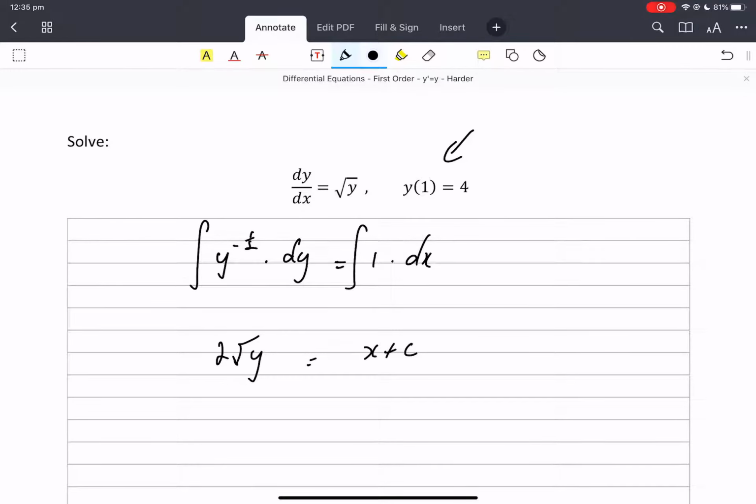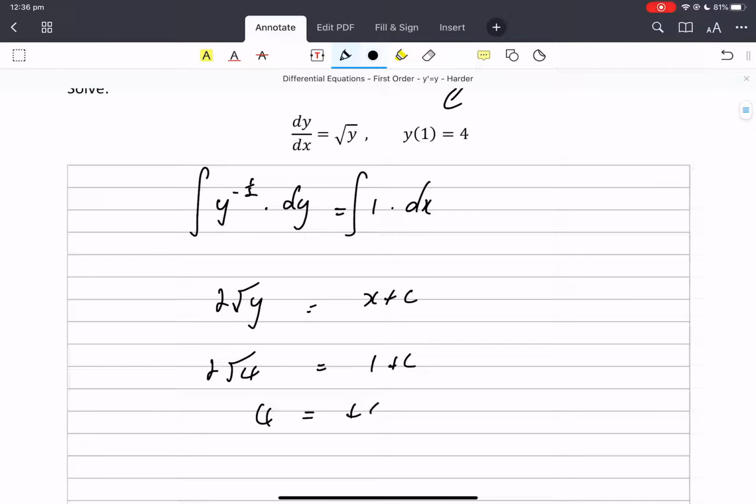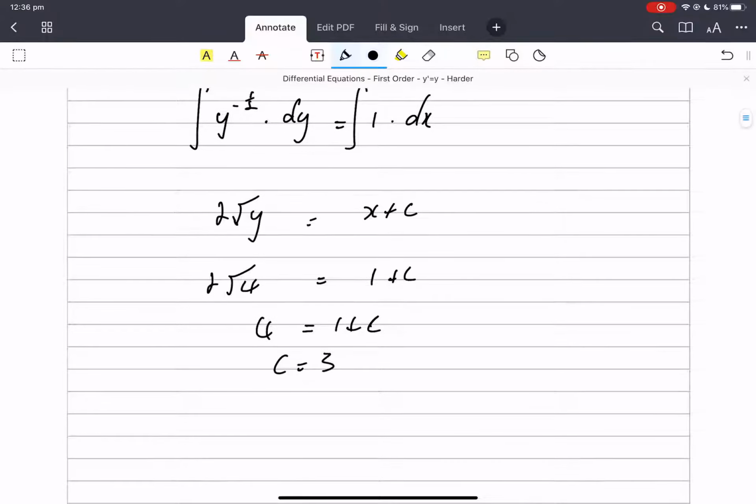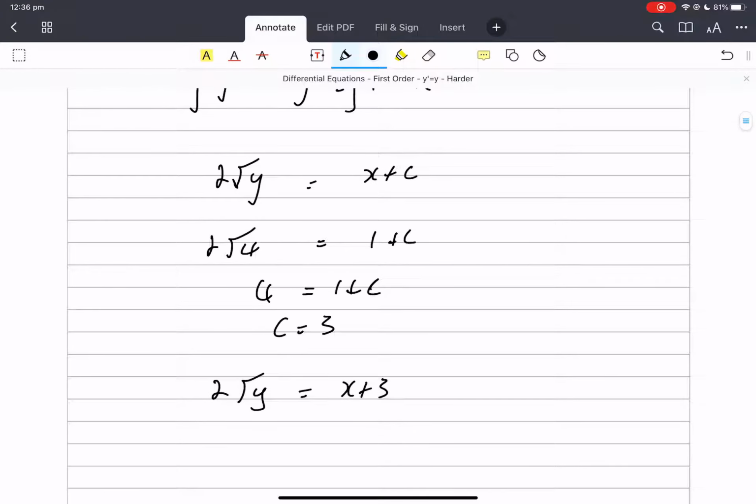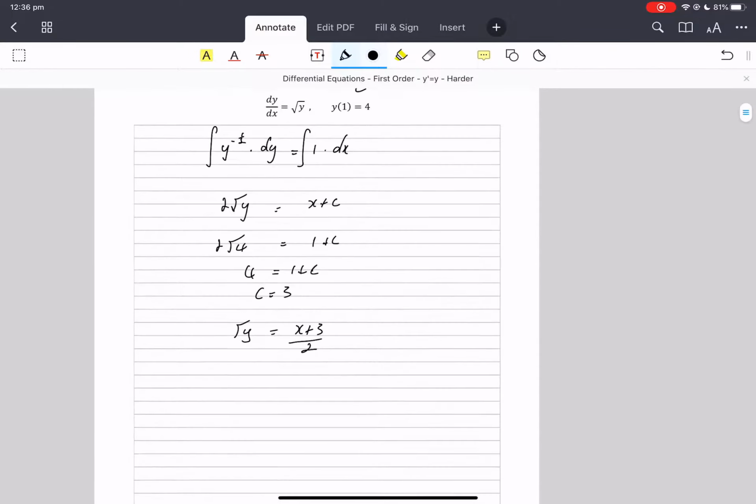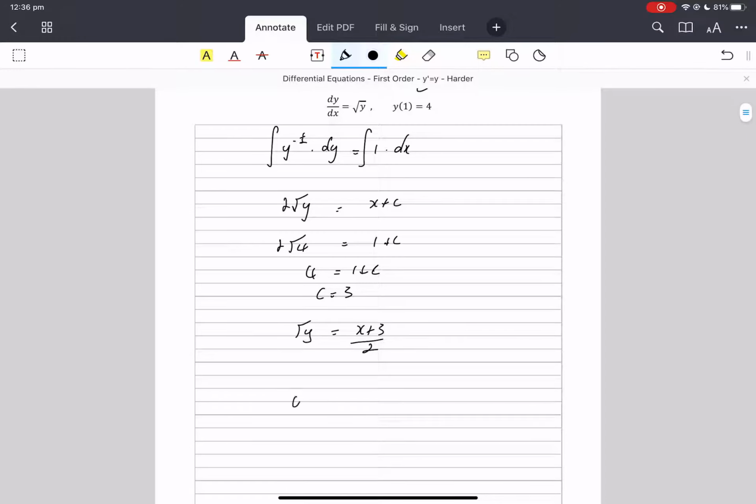Let's find c. When x is 1, the value of y is 4. Here we go. So really we want to get that 2 on the other side and then square both sides. There's the question up there, so y equals a quarter. Here we go, there's our full solution.